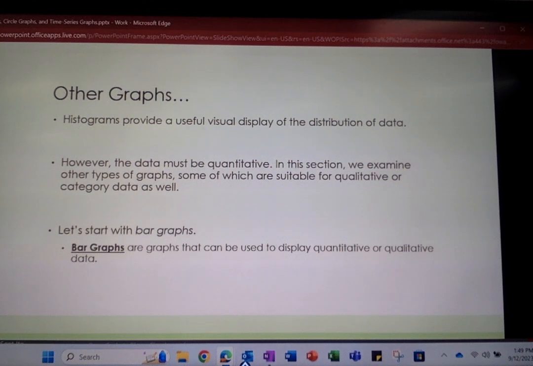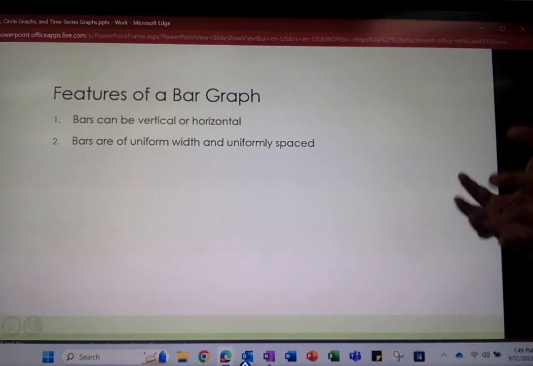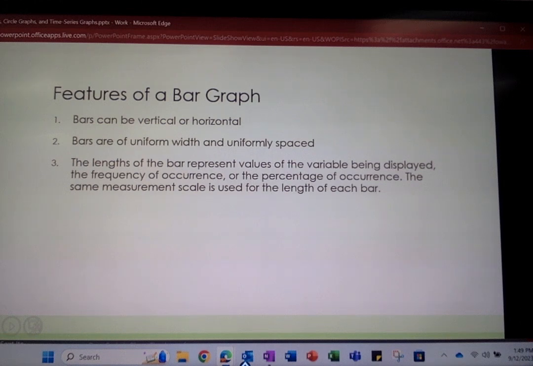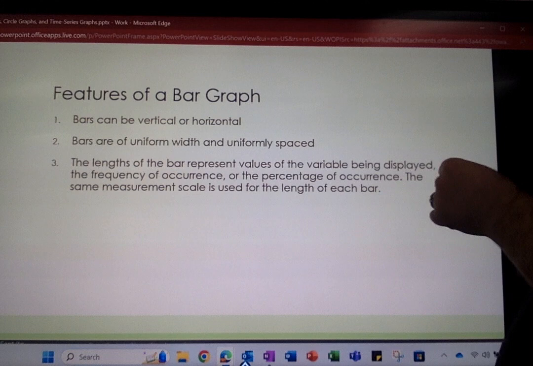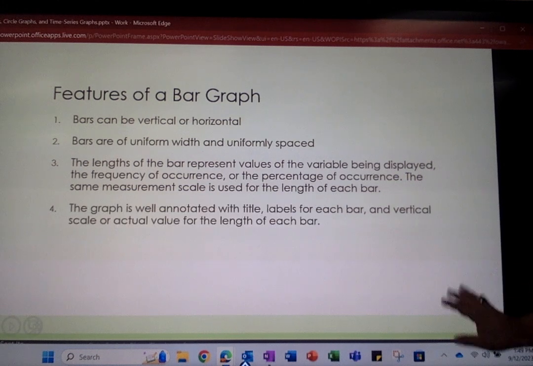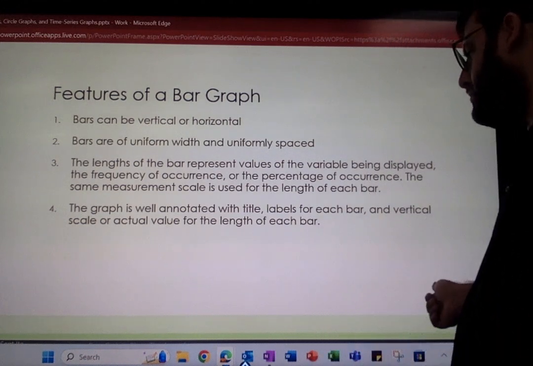Bar graphs can be used to display quantitative or qualitative data. The bars can either be vertical or horizontal. They have the same width and are spaced evenly. The lengths of the bars represent values of the variable being displayed, that is, the frequency of occurrence or the percentage of occurrence. The same measurement scale is used for the length of each bar. The graph is also well annotated. It's got a title, it's got labels.